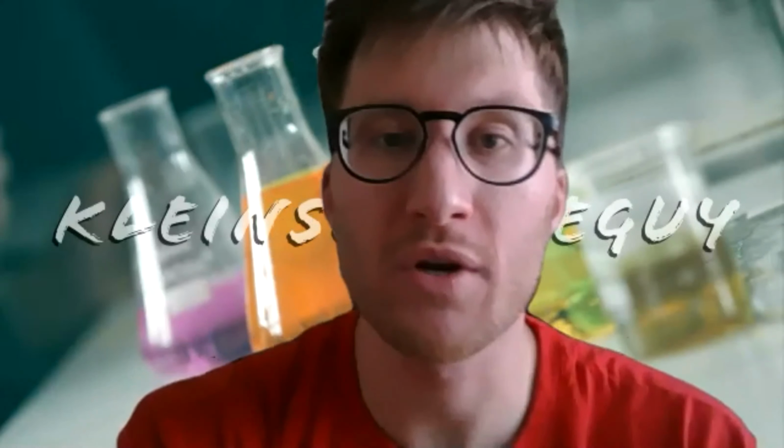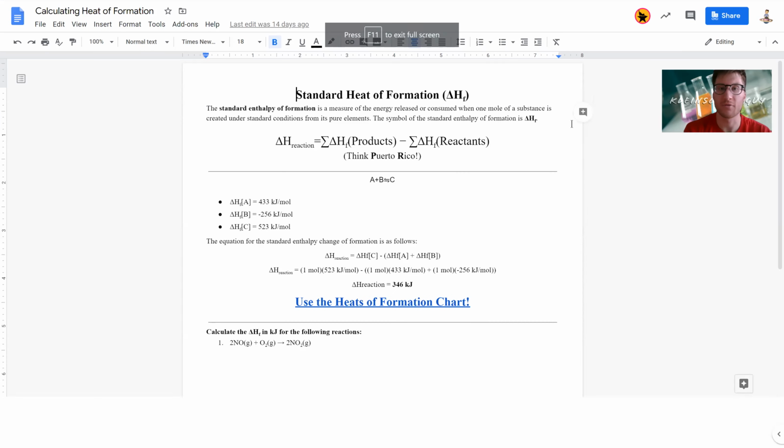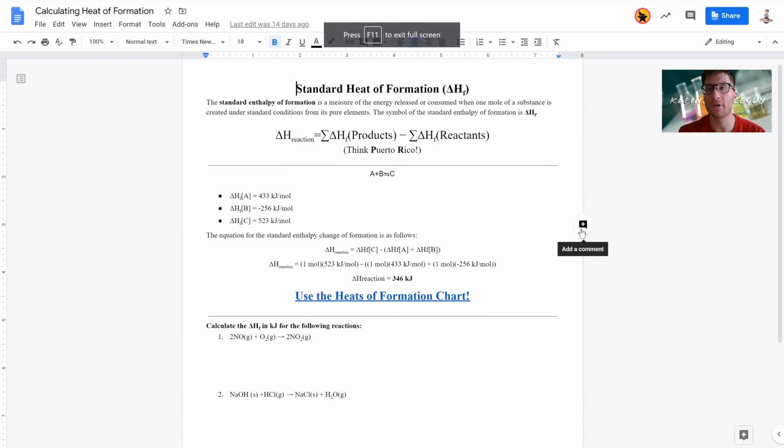In today's video, we are going to be looking at heat of formation. The topic of heat of formation is similar to calculating the delta H with bond energies, except now we're using these values called heats of formation. Standard enthalpy or heat of formation is a measure of the energy released or consumed when 1 mole of a substance is created under the standard conditions from its pure elements.